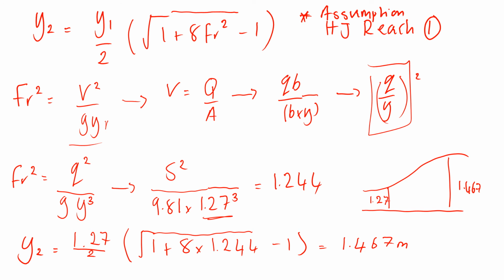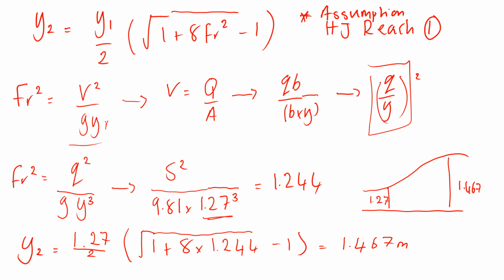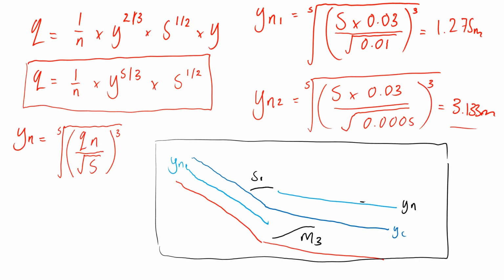Alternatively, you can do this part of the problem again. You can calculate y2 again, and instead of using 1.27, you can use 3.13, calculate the Froude number, and then calculate y2 again. What you'll find if you use this value is that y2 is lower than y1, which is impossible, because for a hydraulic jump to occur, y1 has to be smaller than y2. So our assumption that the hydraulic jump occurs in reach 1 is correct, and the profile which occurs is an S1.